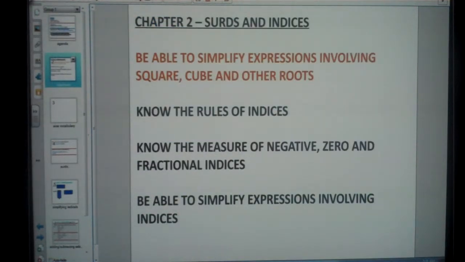Now, the specific objective for this chapter is, as you can see on the board here, and today specifically we're going to look at simplifying expressions involving square, cube and other roots.